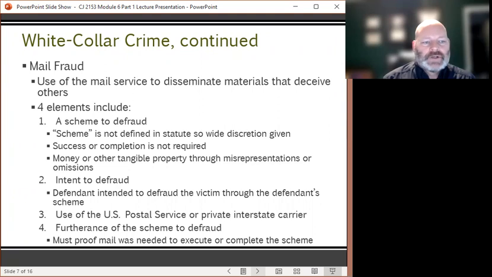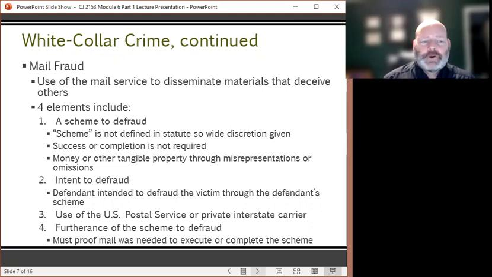That money or other tangible property through misrepresentations or omissions be a part of that scheme. The second element is having the intent to defraud, that the defendant intended to defraud the victim through the scheme that was established. Mail fraud requires that there be a use of the United States Postal Service or private interstate carriers of packages and mail like UPS, FedEx, DHL, and others.